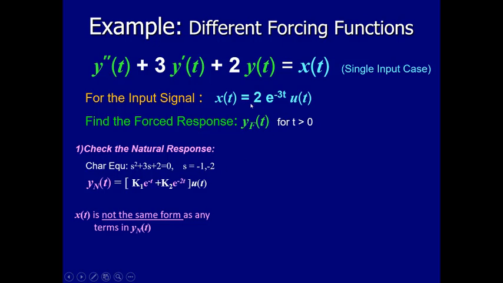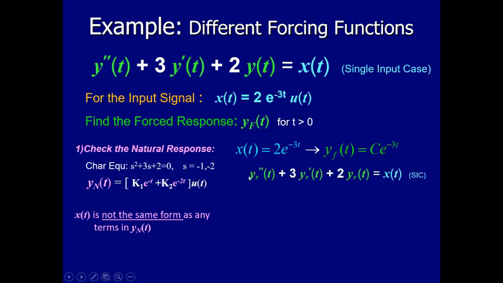Now in this case, our forcing function is not the same as any of the terms of the natural response, and so this one does not fall in our special case. But we'll run through the solution of this so that we can compare it to the case where we do invoke the special case conditions. In this particular case, x of t is e to the minus 3t, so the forced response is an exponential times some unknown multiplier c. If we plug the forced response into the original differential equation and equate it to the actual input, we would see that the second derivative of our assumed forced response is 9c e to the minus 3t.